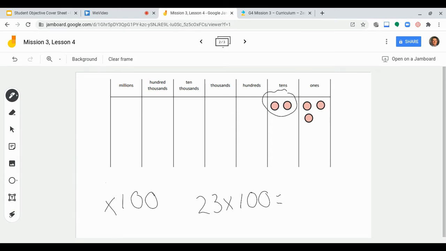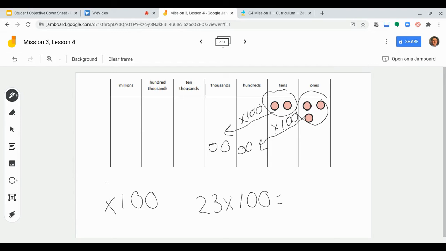So now I take those 2 10s and I move them up 1, 2 place values. This is times 100. And so those 2 10s become 2 thousands. And then I take these 3 1s and I move them 1, 2 places on the place value chart. That's times 100.